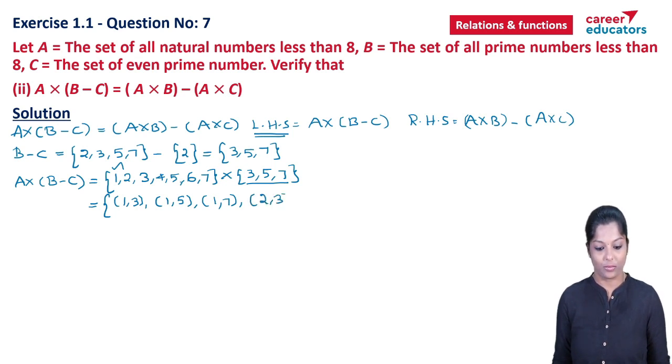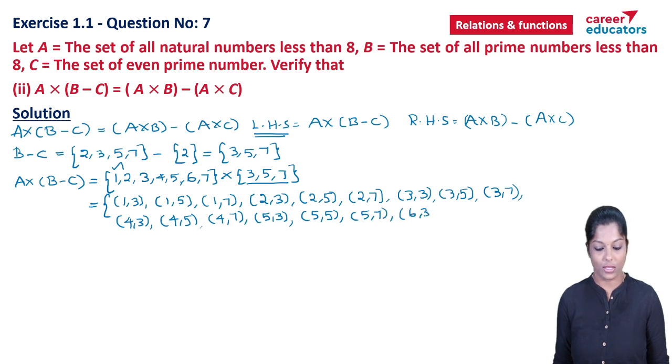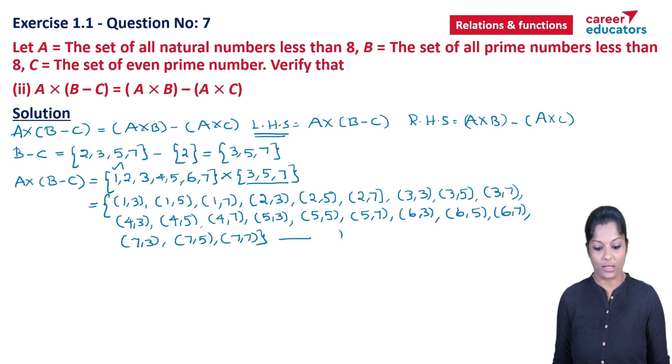We will get (2, 3), (2, 5), (2, 7), (3, 3), (3, 5), (3, 7), (4, 3), (4, 5), (4, 7), (5, 3), (5, 5), (5, 7), (6, 3), (6, 5), (6, 7), (7, 3), (7, 5), (7, 7). Now we got LHS. We'll mark this as 1.